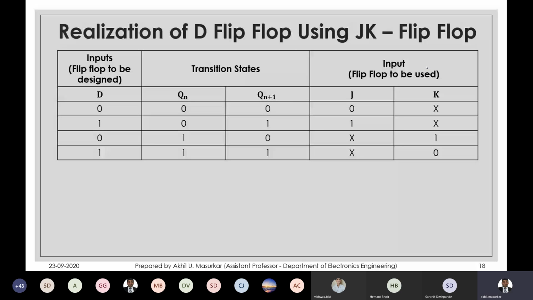J is a function of which of the inputs in the above table? D and Qn. Sorry, J is a function of what? I could not hear that. Who is answering? D and Qn. That is right. And K is a function of what?